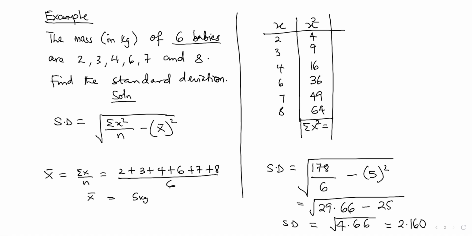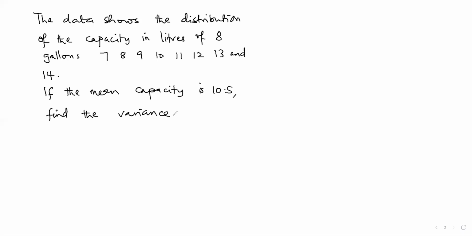So let's take another question. The question before us says that the data shows the distribution capacity in liters of 8 gallons. We have 7, 8, 9, 10, 11, 12, 13, and 14. If the mean capacity is 10.5, we have to find the variance. So over here, we are given the mean already.